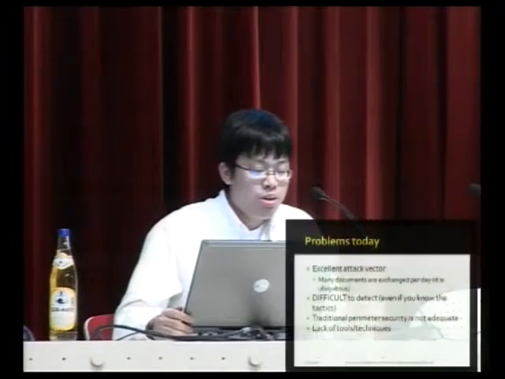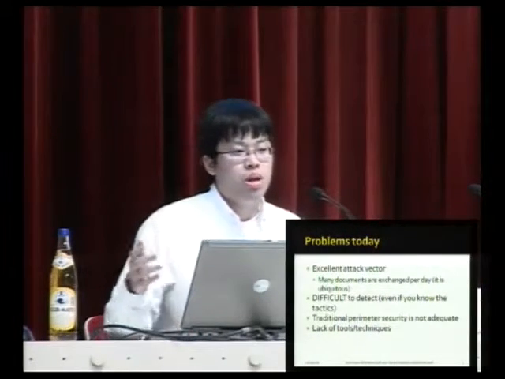Most large companies have antivirus and firewalls and all this blah, blah, blah at the border to try to protect themselves. But when Office documents come through, they don't filter them, because if you block them, half your org might not work anymore. So it's very difficult to detect. Traditional perimeter security, like a firewall, is not adequate, it's not sufficient. And also there's a lack of tools and techniques on how to triage these things.